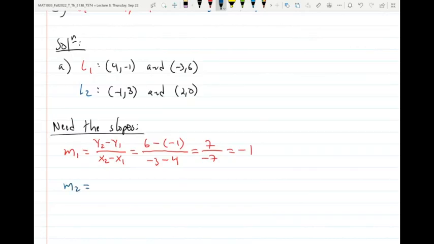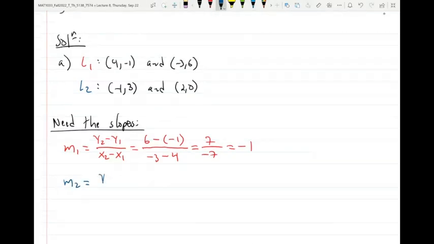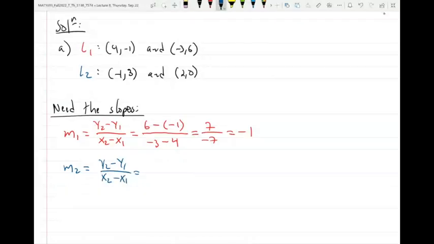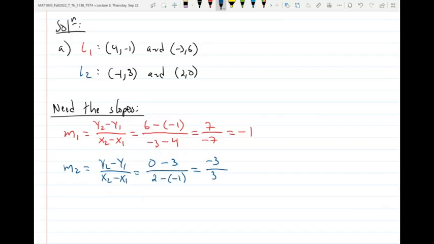Now, compute the second slope. So again, same formula. And now we're plugging in the other points. So let's see. Let's do 0 minus 3 over 2 minus 1. So we get negative 3 over. Now that's 2 plus 1. That's 3. So what do we get? Negative 1. Okay, so we have the two slopes.